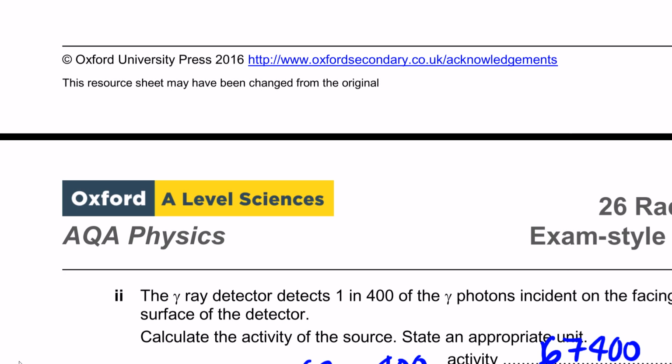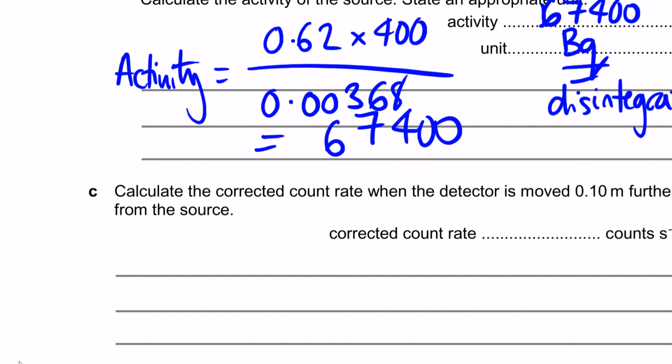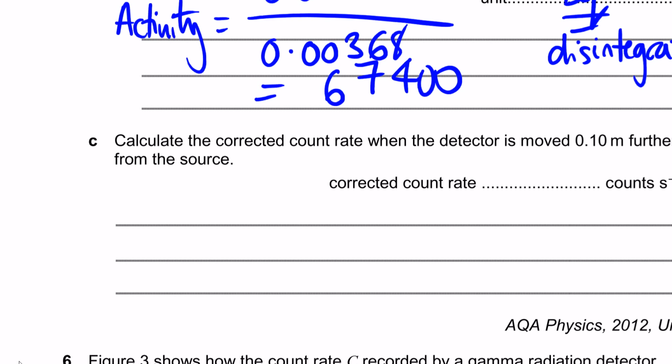A second, but really you want to be using becquerels. Calculate the corrected count rate when the detector is moved 0.1 meter further from the source. So in this case we're looking at our inverse square law.